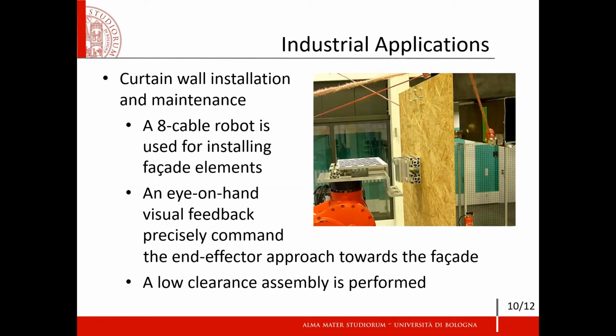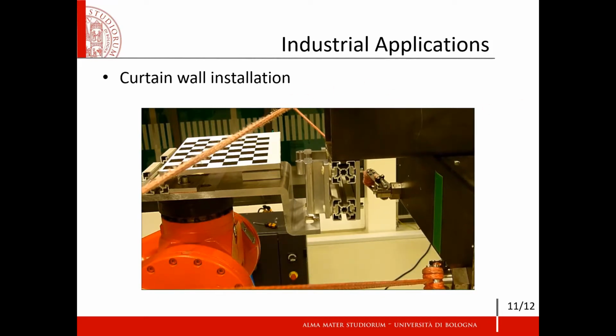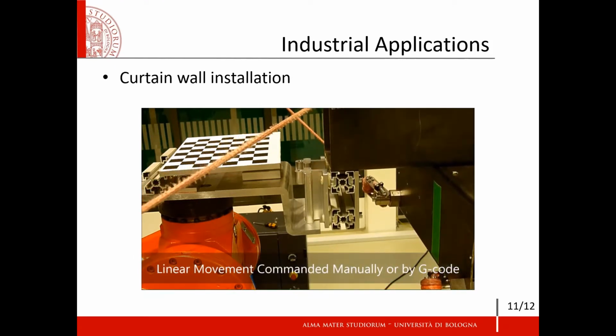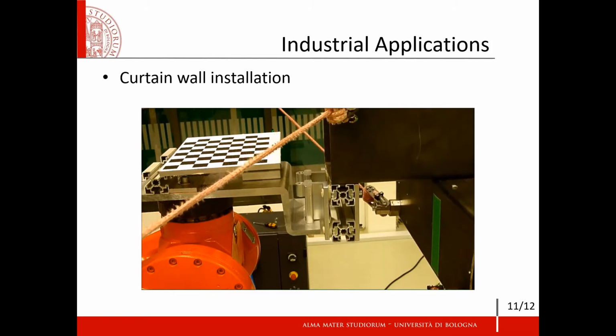Then, in the context of the Hephaestus European project, a knit cable robot was used for the assembly of a facade element. Visual feedback was used for the assembly of low clearance components over a 100 cubic meter wide workspace. A camera mounted on the end effector in the upper part, which is not shown in the video, references it to the facade element, here represented in the laboratory by an industrial robot, and only locally augments the cable robot accuracy for the execution of the task.